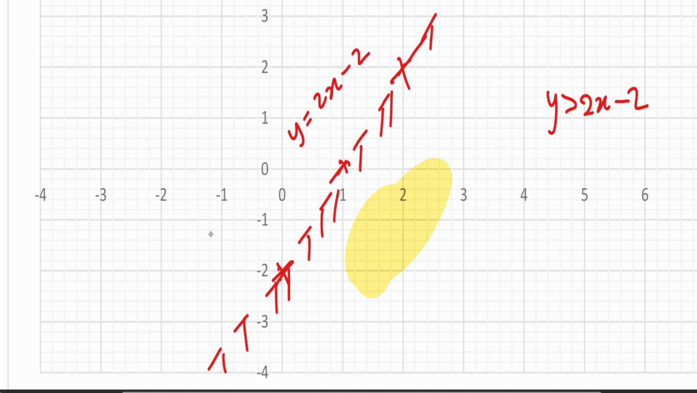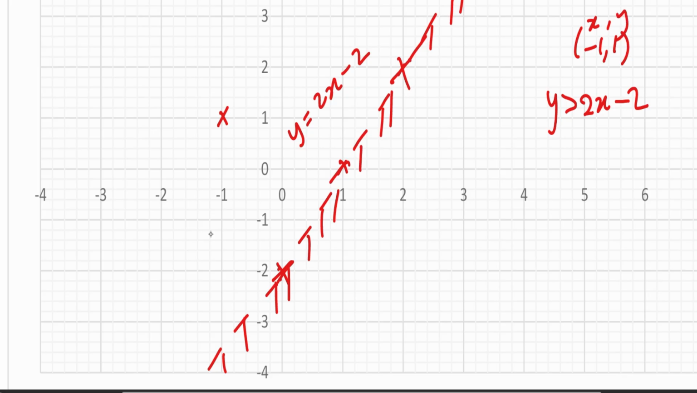Another way that you might also use: you take any point, either below or above. Let me choose a point here. So this point is -1 and 1. Do not choose a point on that line. Just choose a point at the top or at the bottom of that line. So -1, 1 is your point. Now insert that point into the inequality and just ensure if it's true or not.